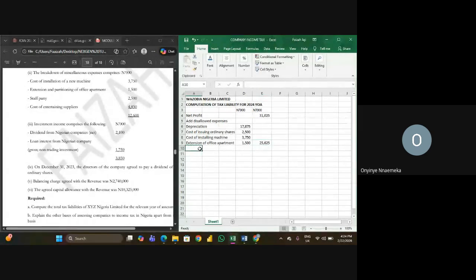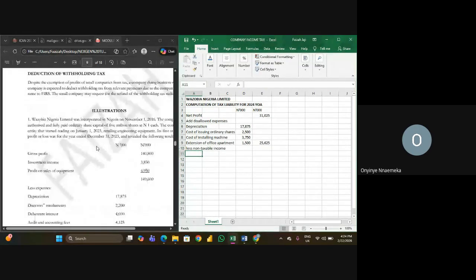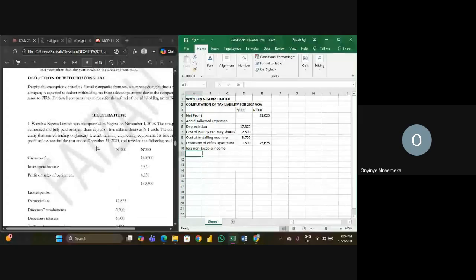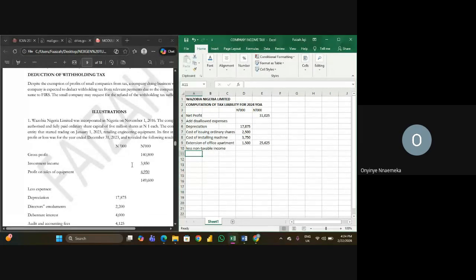Then we also have less non-taxable income. Now, let's first go to our financial statement and check the income aspect. We have investment income, which has additional information downward. We'll go there. Profit on sales of equipment. Is this a taxable income?